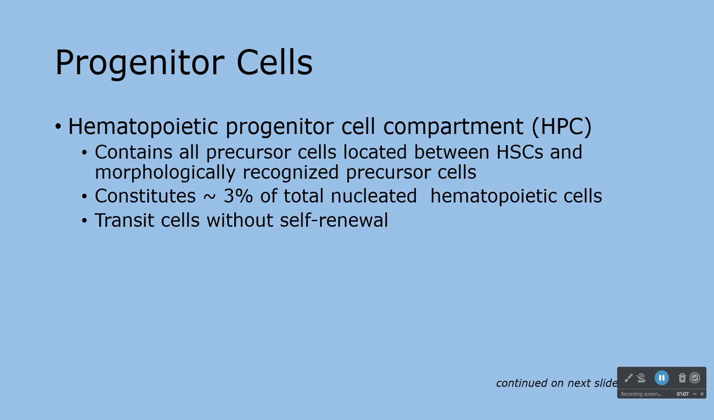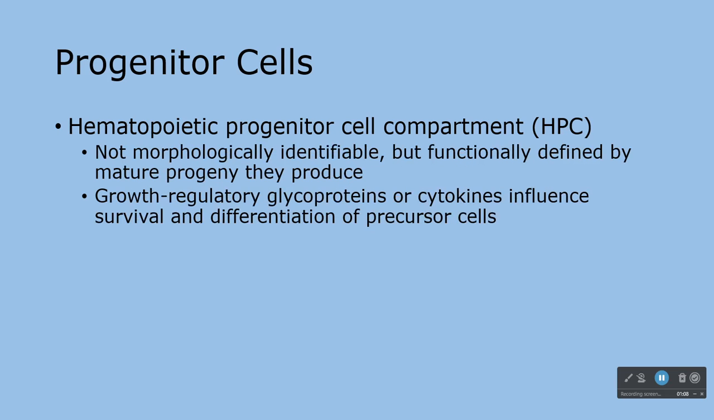So the progenitor cells basically make up about 3% of your total nucleated cells in the bone marrow. They are transit cells without self-renewal. In other words, once they reach a certain point in the MPP, they're committed, and they're going to become one cell or the other. They don't self-renew, only to a certain point do they go through mitosis. Okay. You can't really tell the difference in them. They look very similar to lymphocytes, just like the other ones. And then growth regulators, glycoproteins or cytokines influence them to differentiate.